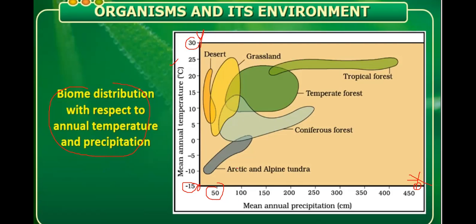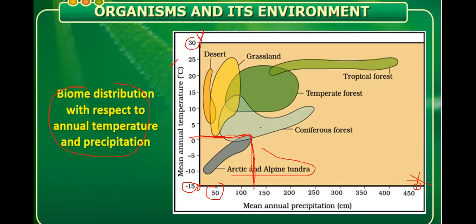So in this way, all these regions, Arctic and Alpine region, come under low rainfall, low temperature. Temperature is low and rainfall is also up to 125 centimeters. So this is Arctic and Alpine tundra. If there is a question, what is the annual precipitation in this Arctic and Alpine tundra? So you have to write 0 to 125. And what is the temperature? Mean temperature is minus 15 to 0 degrees Celsius.